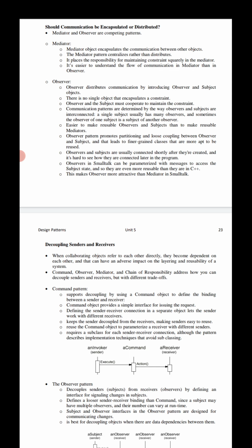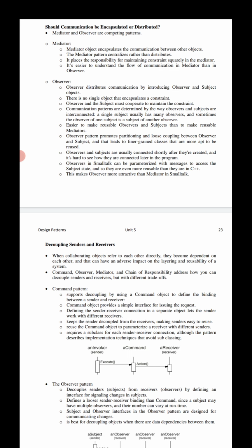It places the responsibility for maintaining and manipulating a condition squarely in the mediator. So it should be easier to make the mediators reusable. Finally, the observer design pattern promotes partitioning and loose coupling. Loose coupling means it should be easy to keep the coupling between observer and subject loose.